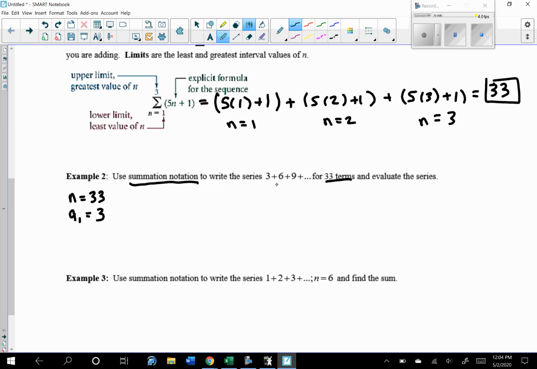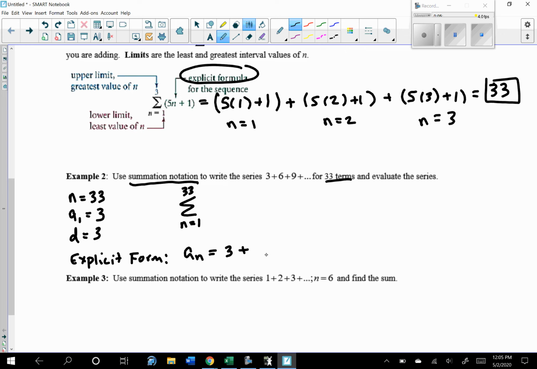For this, we know that if we're doing 3 plus 6 plus 9, our common difference is equal to 3, because if we're using our summation notation, remember we have to find the explicit form. So this is the sum of n equals 1 to the 33rd term. And then again, we need to find the explicit formula for this. So if we know our common difference, then we know the explicit form is a sub n equals your first term, which is 3, plus n minus 1 times your common difference, which is 3. That's our formula.